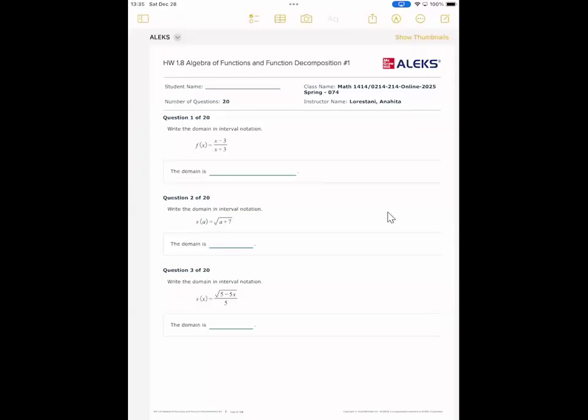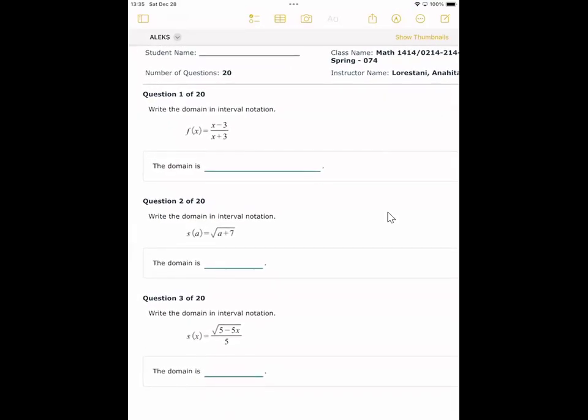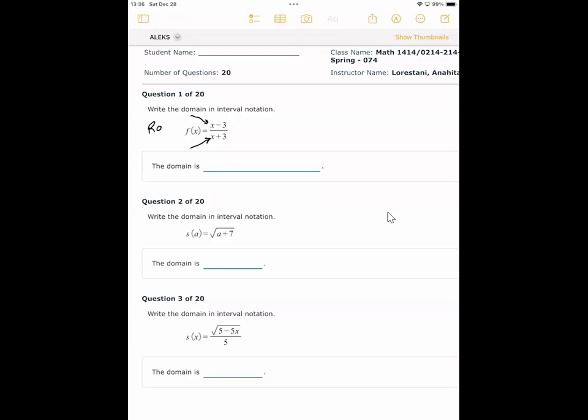We want to go over homework 1.8. Question number 1. We have to find the domain in interval notation. Since we have a rational function, as you see, is a fraction, and you have a polynomial in the denominator and a polynomial in the numerator. So we call this function, which is a fraction, a rational function.